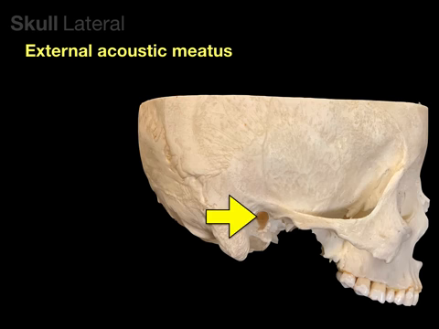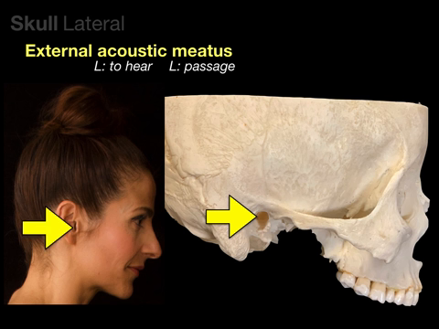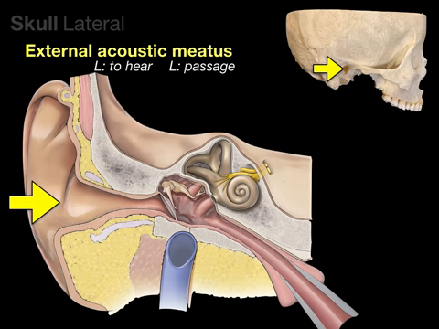Now, the external acoustic meatus is here. The word external means outside, acoustic means to hear, and a meatus means some type of passageway. So that external acoustic meatus is right there, the opening to the outside of the ear, where people used to put Q-tips. Just be careful, don't poke your eardrum with it, because when you look inside the external acoustic meatus, deep inside is the tympanic membrane, also known as your eardrum.